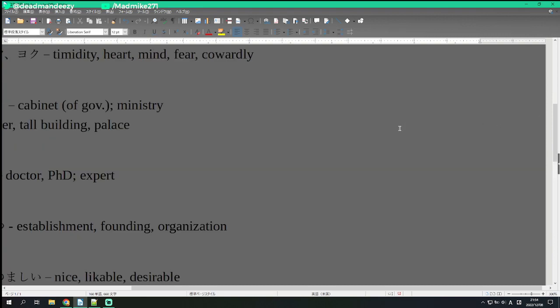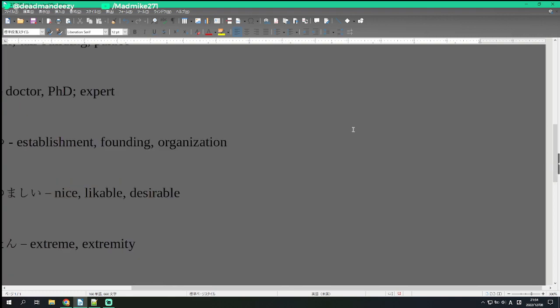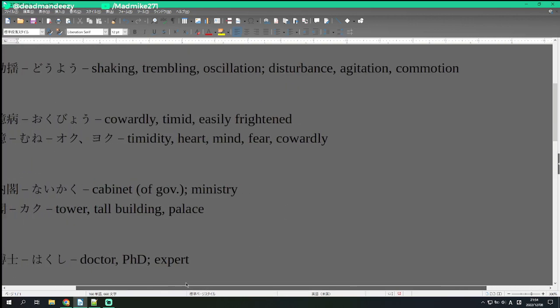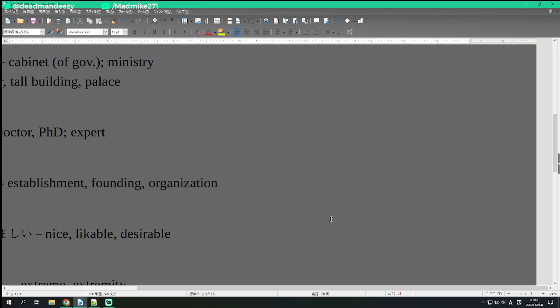Cabinet of a government or a ministry is the naikaku. Nai on the left side for inside, and kaku on the right side for the palace. Guys inside the palace are the cabinet. Naikaku. A doctor, PhD, or an expert is a hakushi. Haku on the left side for a doctor, and shi on the right side for a gentleman or a swordsman. Double check that pronunciation. Hakushi. Hai. Hakushi.